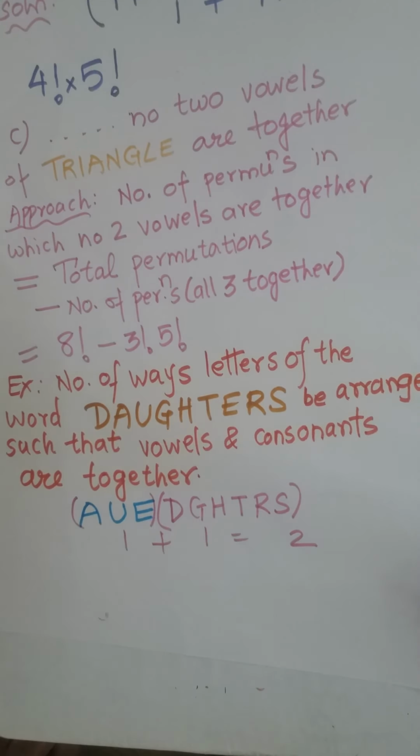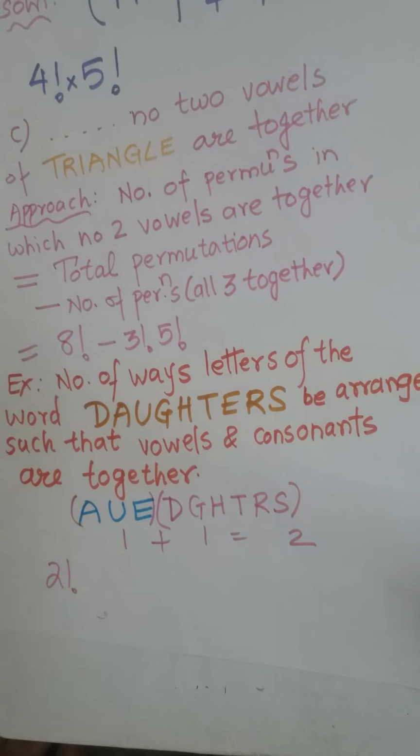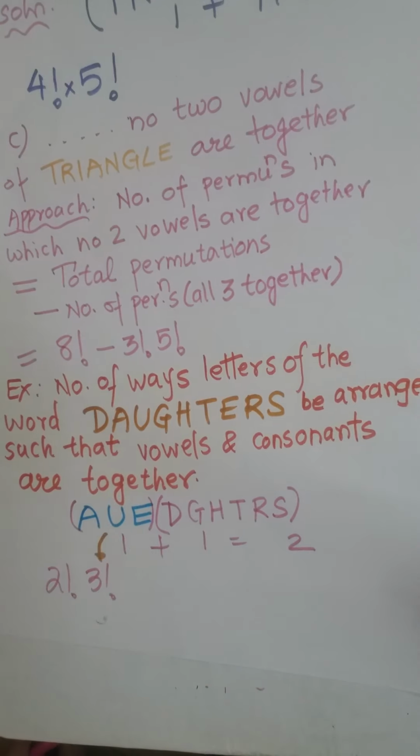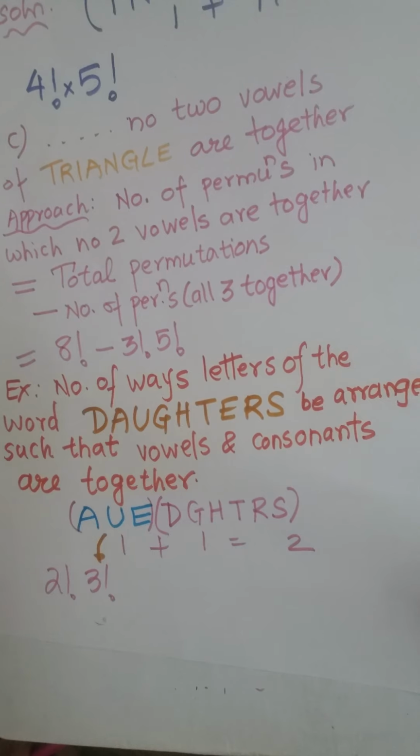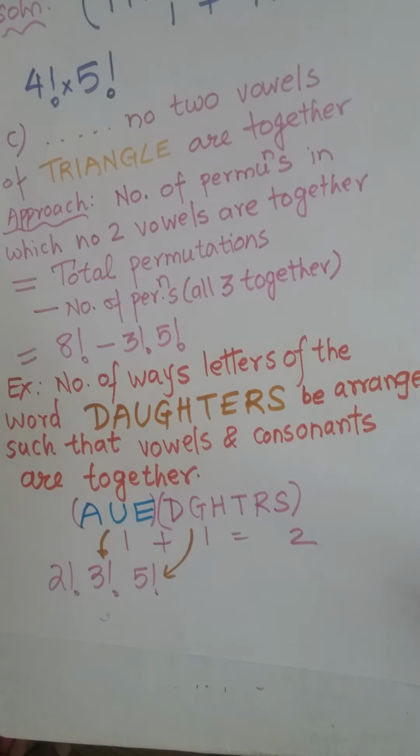So we will arrange these two in how many ways? Yes, 2 factorial ways. Now, among themselves, vowels can also be arranged in how many ways? Yes, in 3 factorial ways. Now, the consonants also can be arranged among themselves in how many ways? Yes, 5 factorial ways. So, 2 factorial into 3 factorial into 5 factorial is the answer for this.